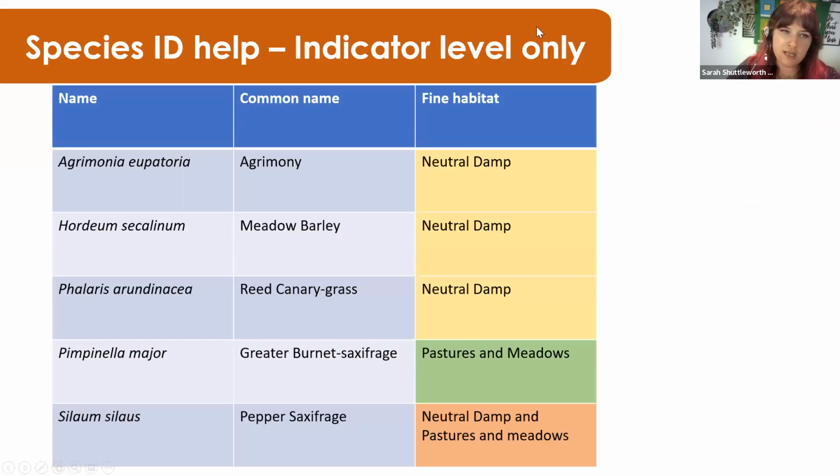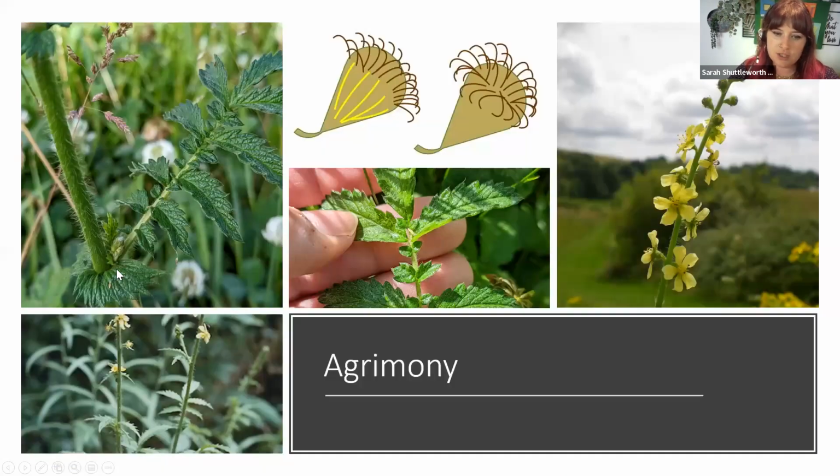So moving on now to the indicator species. We've got a few from neutral damp and one from pastures and meadows and one that occurs in both of them. So we're going to go through Agrimony, Meadow Barley, the only grasses that we're doing, and Reed Canary-grass, the two grasses there, Greater Burnet-saxifrage and Pepper-saxifrage. We're going to start with Agrimony first of all.